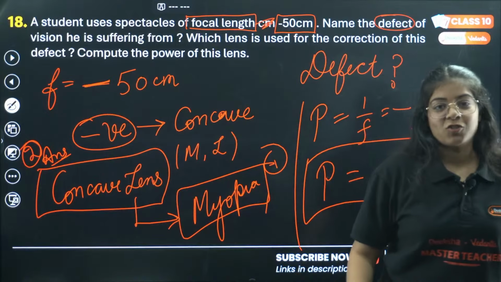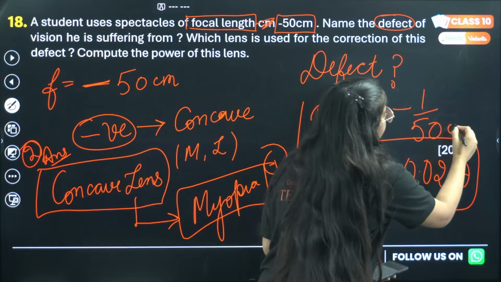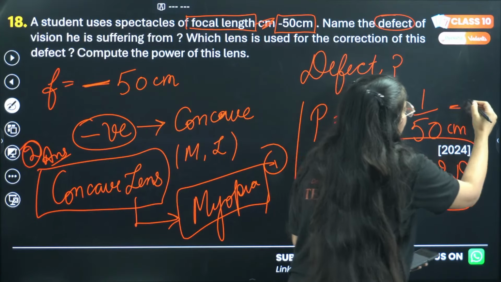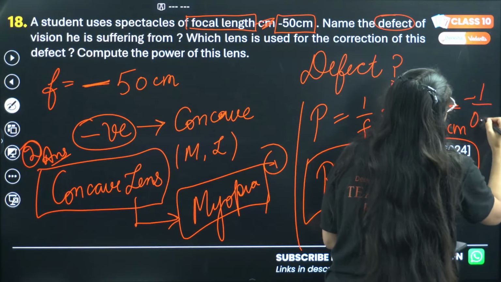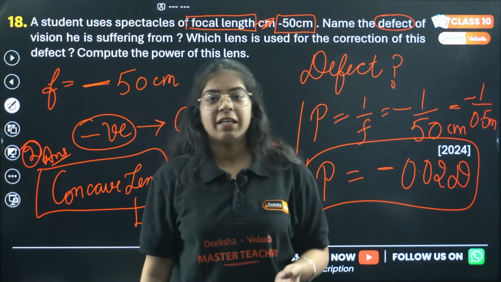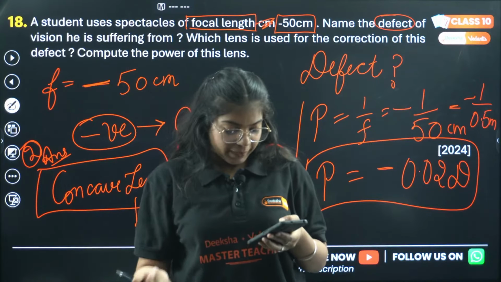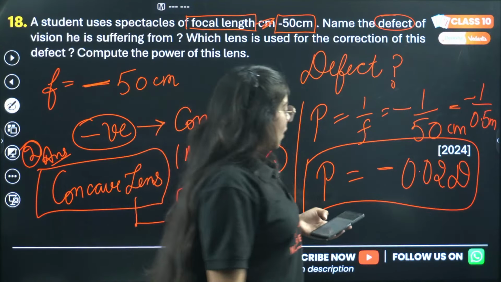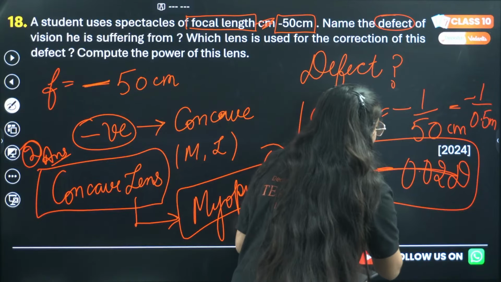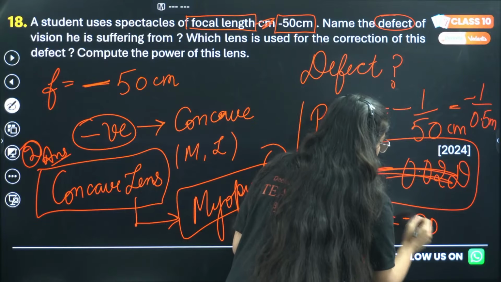He is actually right. The focal length is minus 50 centimeter, so you will not use centimeter, you will use minus 1 by 0.5 meter. Every time you are calculating power, for the diopter unit, the focal length should be in meter. Rohit, excellent. Okay, I was wrong. So here the power will instead be minus 2 diopter.